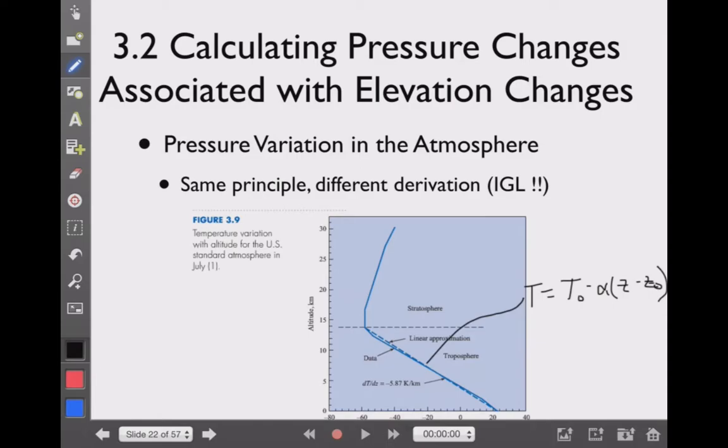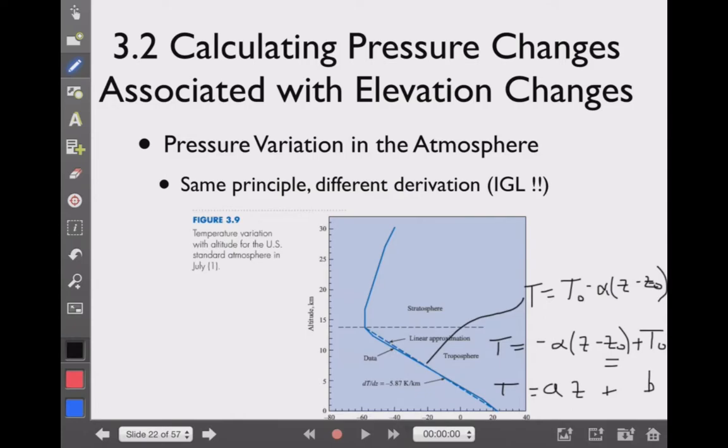Now I want to also make the point that this is a line. So you could also write this as minus alpha, where alpha is the slope, times z minus z0 plus t0. So this is the intercept b, and minus alpha is actually the slope. So we're basically creating a linear equation for the temperature, and the slope is a minus value because the temperature is decreasing with height, and the heights are relative to the ground. Z0 is the zero elevation.